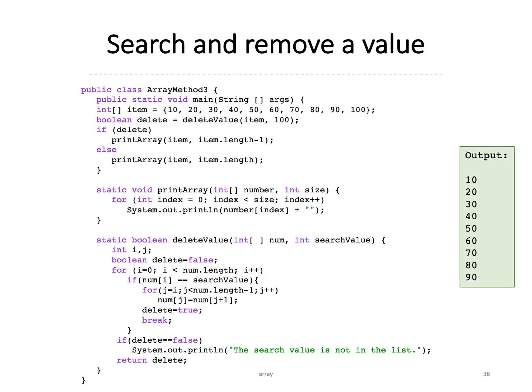This slide here shows the complete code. When we run this code, it will display the values 10, 20, 30 until 90, where the value 100 has been removed.